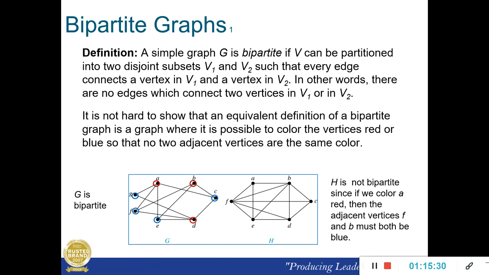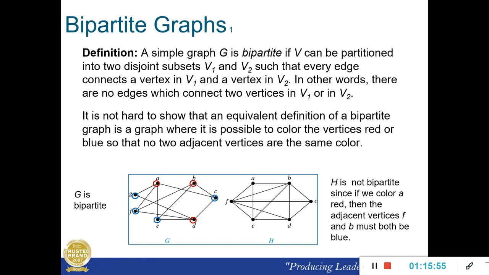Bipartite graph. A simple graph G is bipartite if V can be partitioned into two disjoint subsets V1 and V2 such that every edge connects a vertex in V1 and a vertex in V2. In other words, there are no edges connecting vertices within V1 or within V2. It's not hard to show the equivalent definition of a bipartite graph: it's a graph where it's possible to color the vertices red or blue so that no adjacent vertices have the same color.